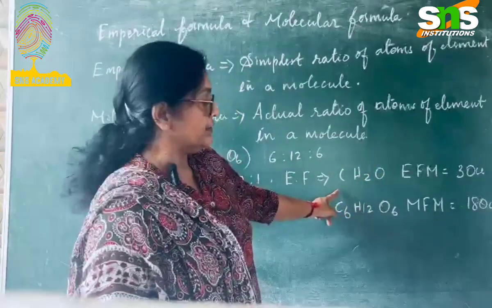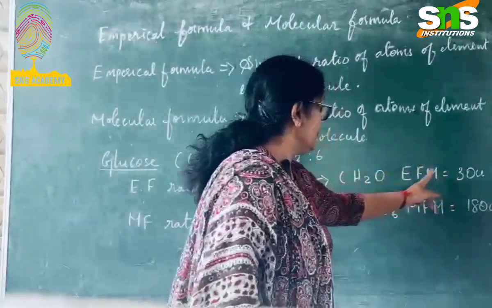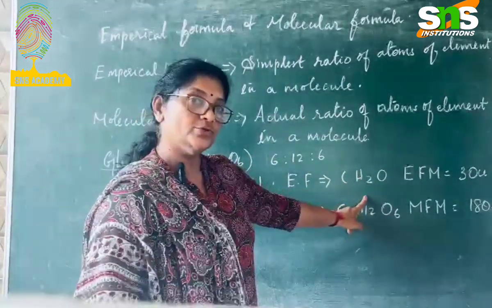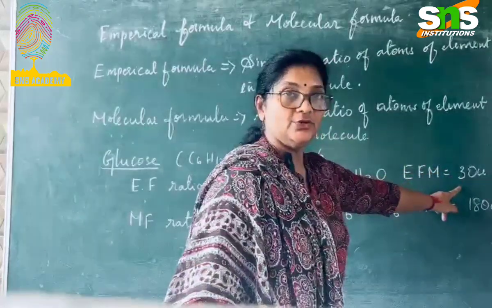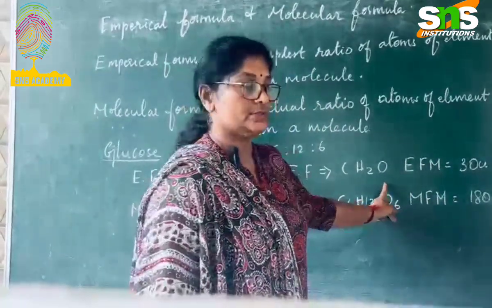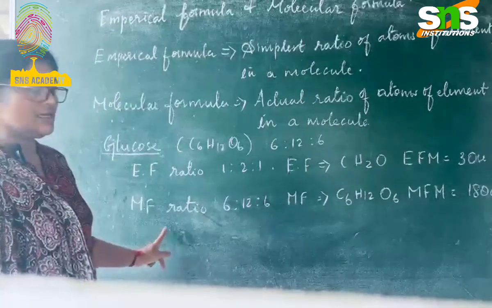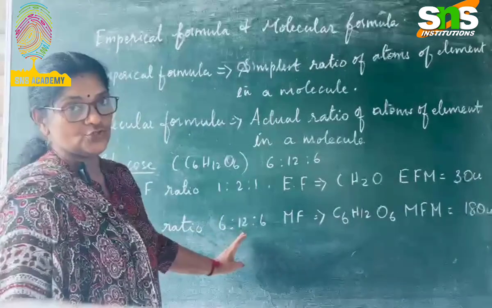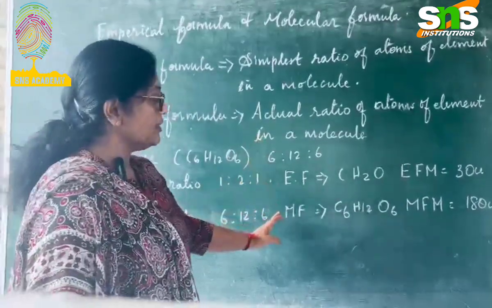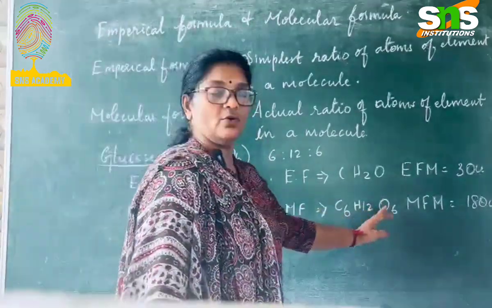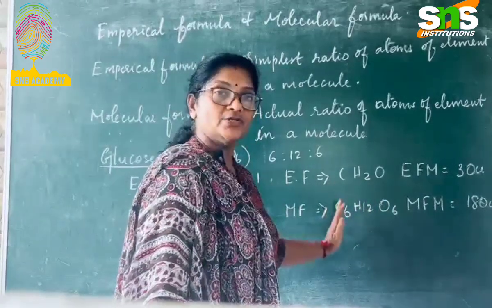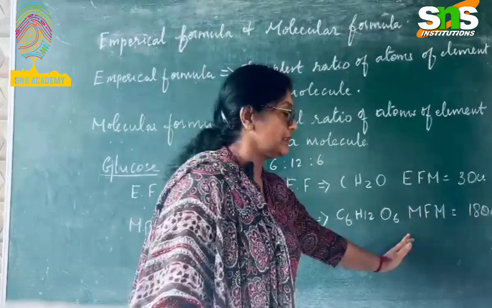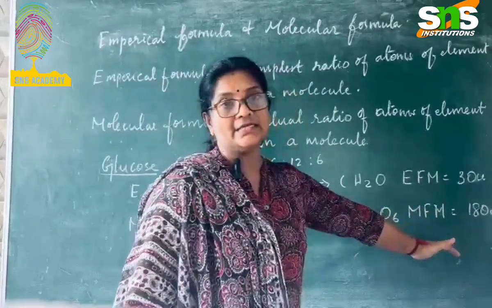And the mass of it, you will be able to find as 30 u, because 12 is the atomic mass of carbon, 12 plus 2 for hydrogen, so 2, plus 16, which is 30 u, that is the empirical formula mass of glucose. The molecular formula represents the actual ratio of each of the atoms in the compound, where it is 6:12:6, and the molecular formula of it will be C6H12O6, which represents the actual number of atoms in the compound, and the molecular mass of the compound glucose is found to be 180 u.